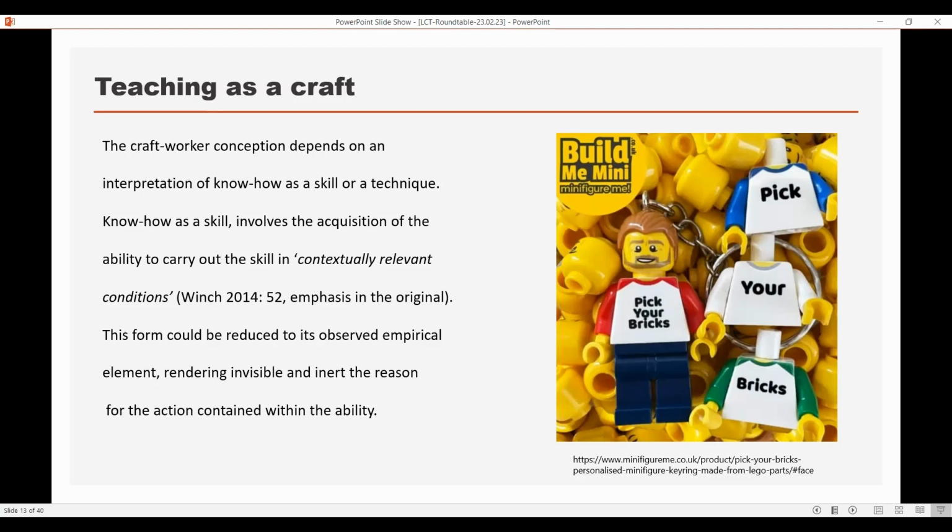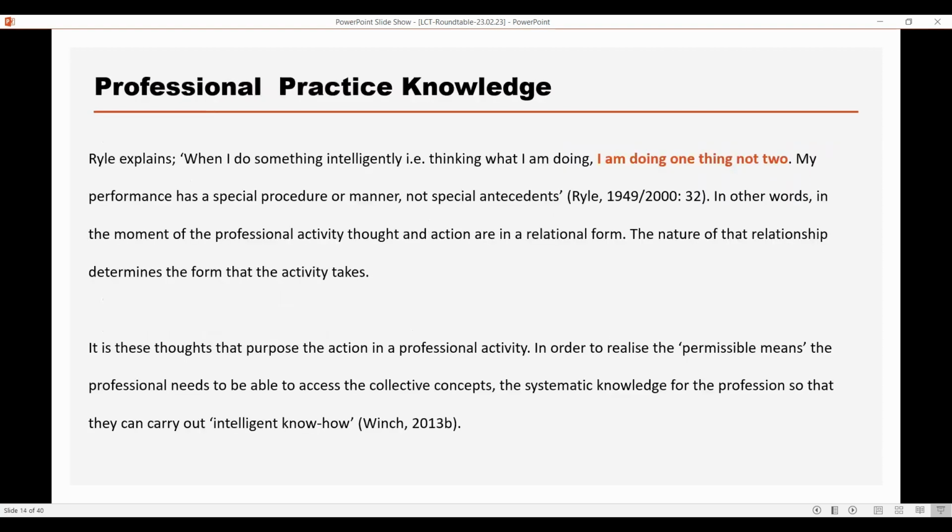And the pick your bricks bit is you pick the little bits, the atomized skills and techniques, put them together, and a teacher you make. So that's one conception. A lot of that conception of that craft knowledge and the know-how to do a skill or technique perhaps is based on some interpretations of Ryle's work about know that and know how. But again, others would say that's one way of interpreting what Ryle said.